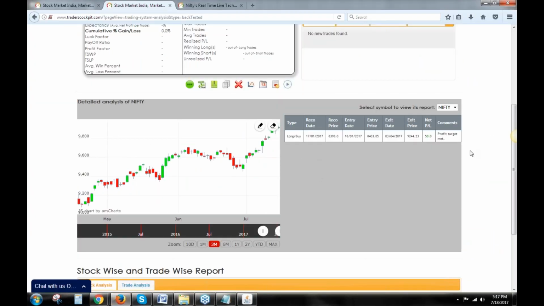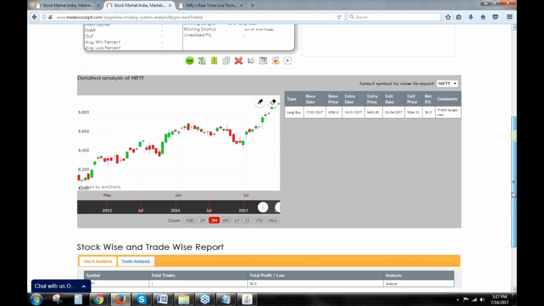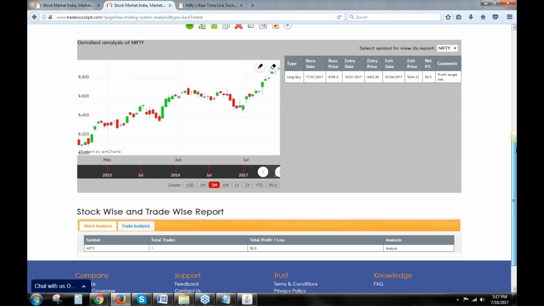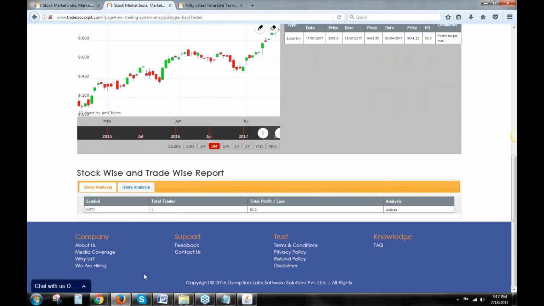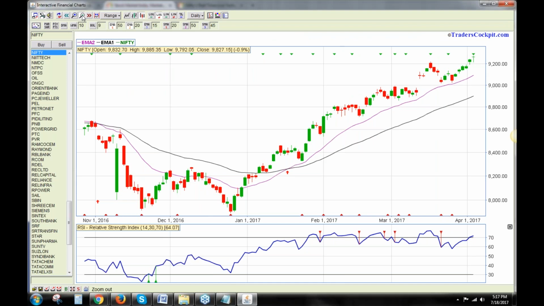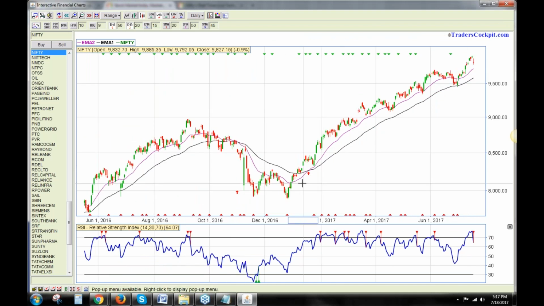Now as you can see in the conditions, we'll go to the trade wise report directly downside. If you see it downside here, it will show you the stock wise analysis as well as the trade wise analysis also. Now in the last 1 year, this was a single condition, and this can be observed over the chart also, where a crossover happened between 20 and 50 EMA.